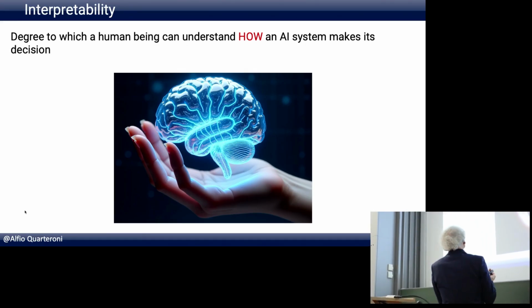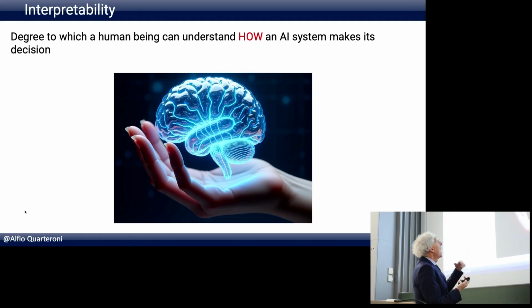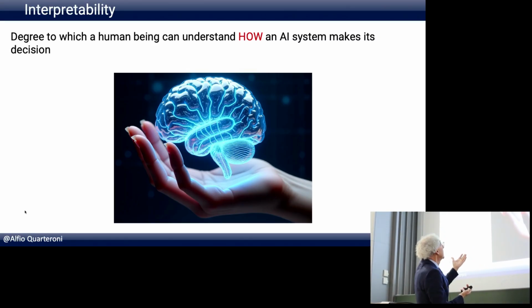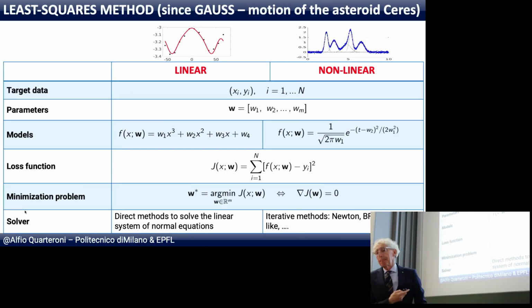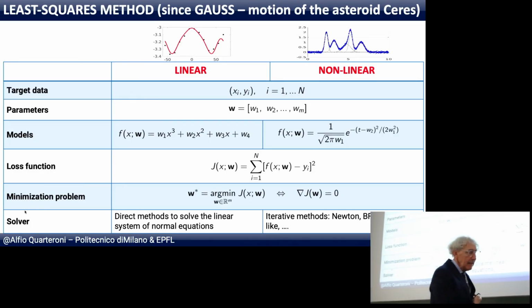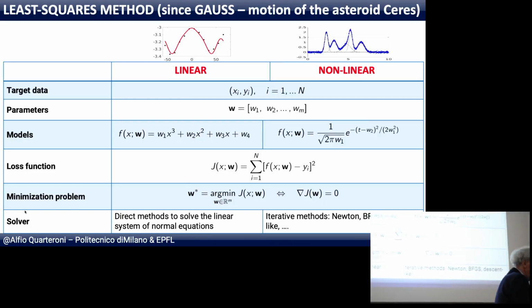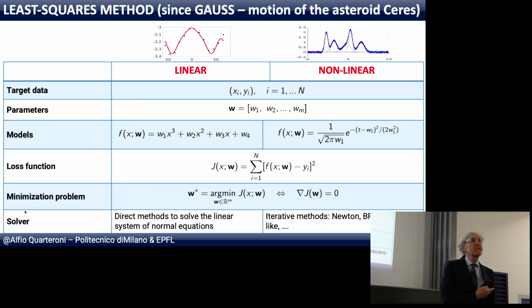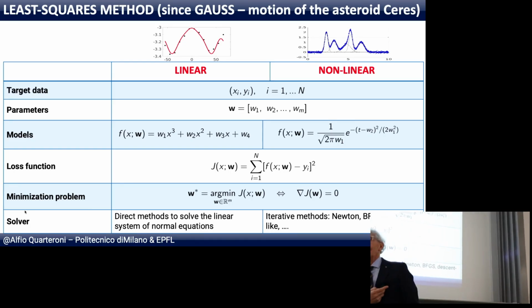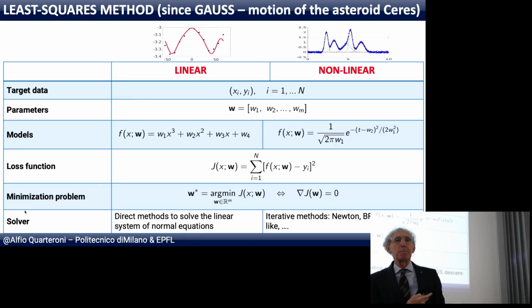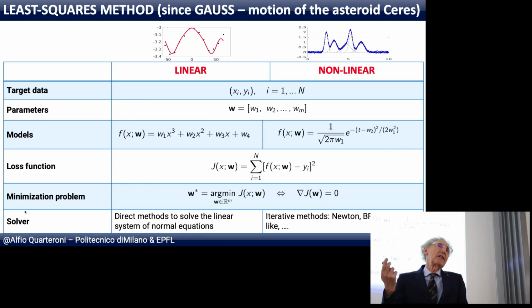Interpretability is the degree to which a human being can understand how an AI system makes its decision, and explainability is why a model gets to a certain decision, right? And those are very big issues. And I would like to make a comment here. Well, it's not the first time that in science you have, say, methods of discovery that cannot be explained completely. You think of gravitational waves. It took about a century to end up with a complete theory of gravitational waves.